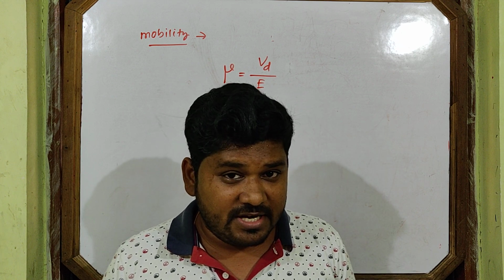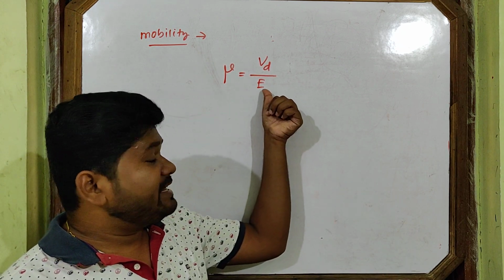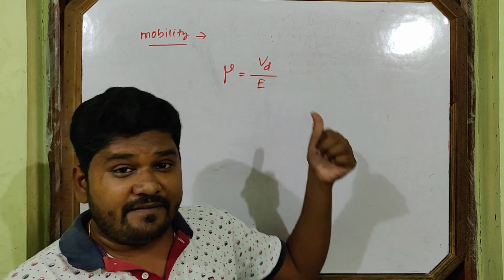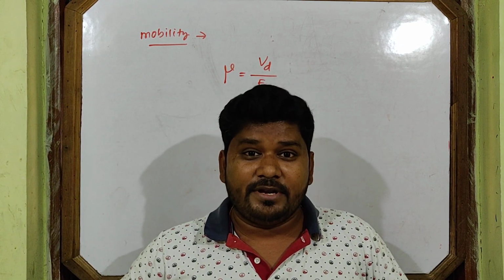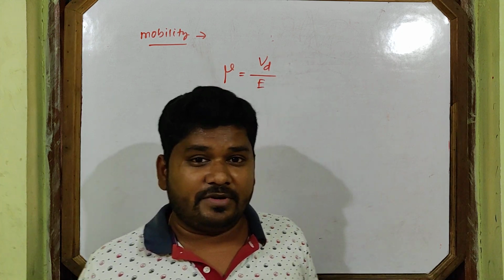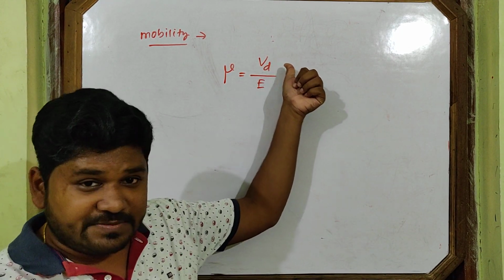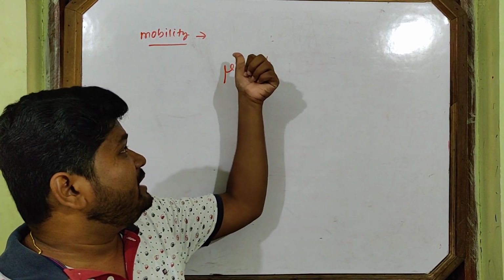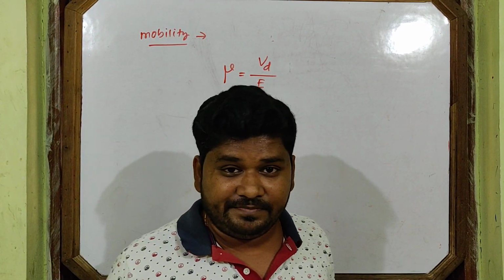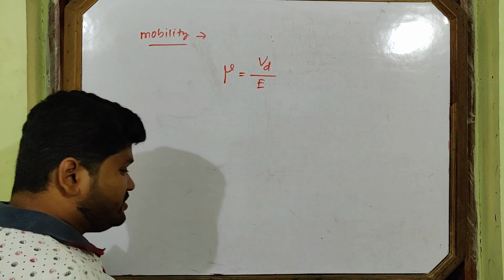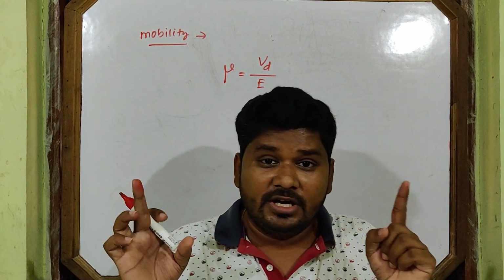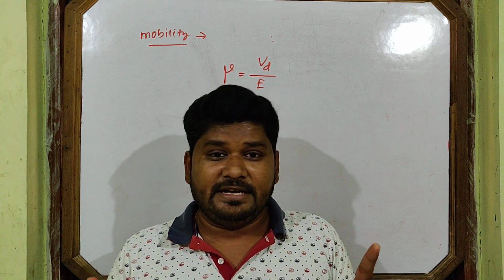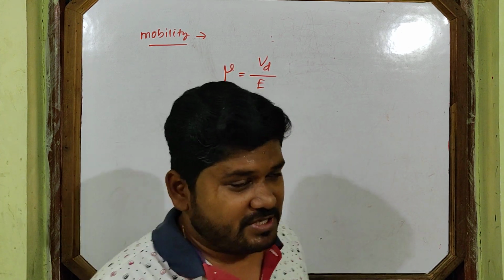I hope you understand. I told you, apply the same electric field and check which one has more drift velocity. The charged particle that has more drift velocity, its mobility is more, meaning it's movable. So this is the definition. Again I am repeating the definition: the ratio of drift velocity to electric field intensity. So this is the mobility.